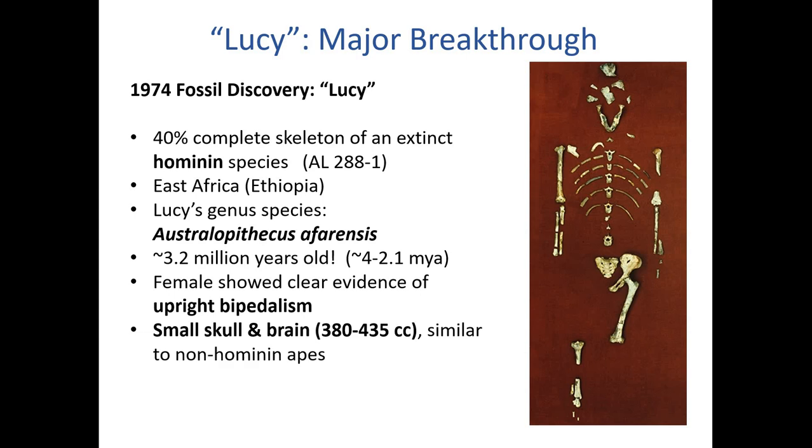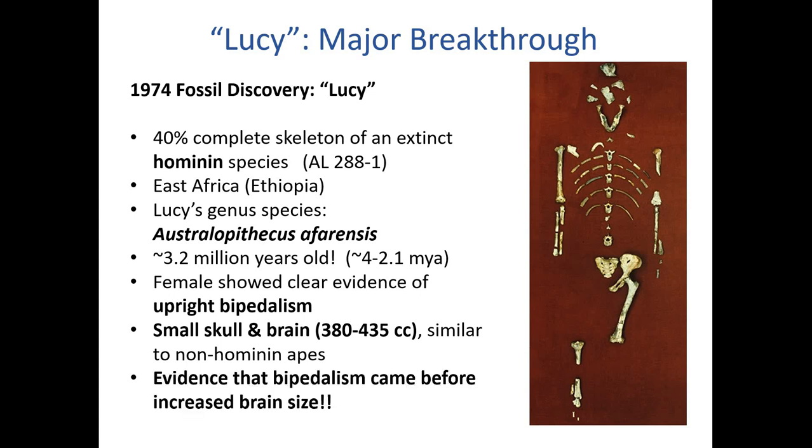And yet, despite walking upright, Lucy still had this really small skull and brain size, which was similar to non-hominin apes. Lucy and other Australopiths' brains are only around 400 cubic centimeters. When we compare that to modern humans, our brain is around 1,300 cubic centimeters, and this size is more similar to basically the great ape species that we see today. So what this provided strong evidence for was the idea that bipedalism evolved before the increase in brain size and, of course, complexity.